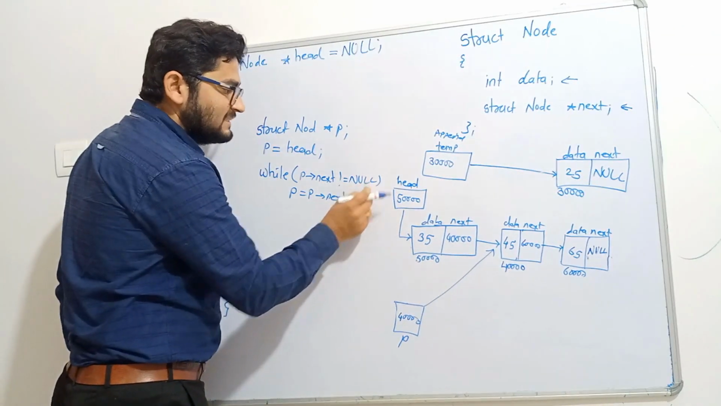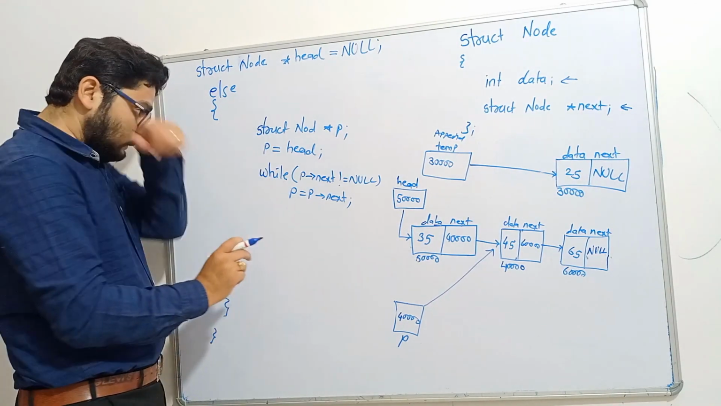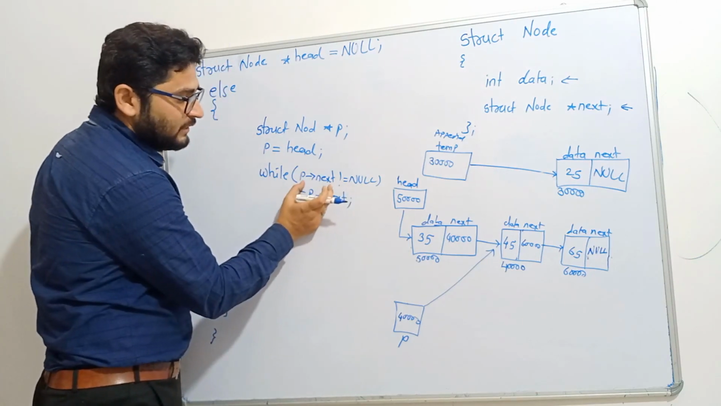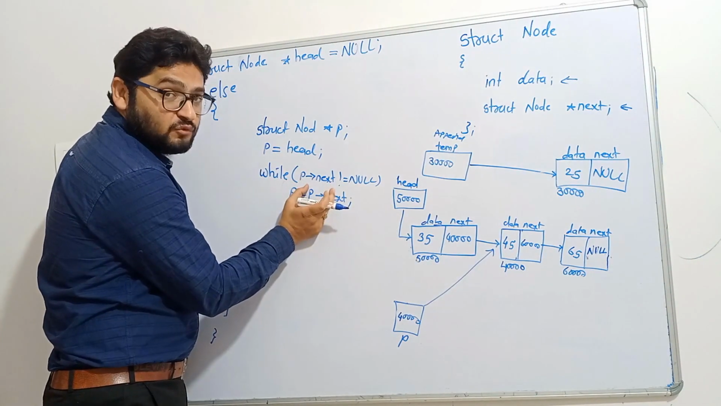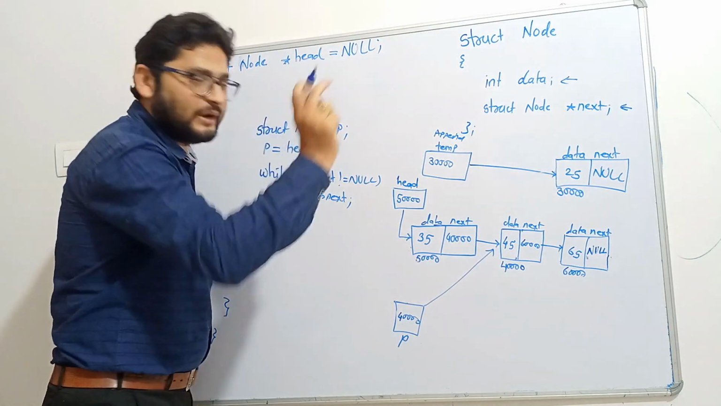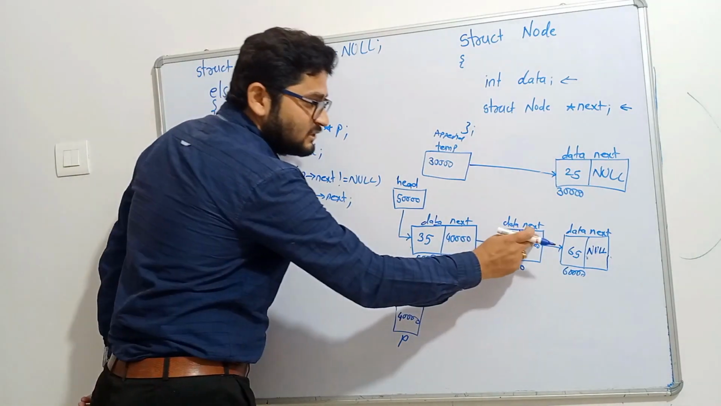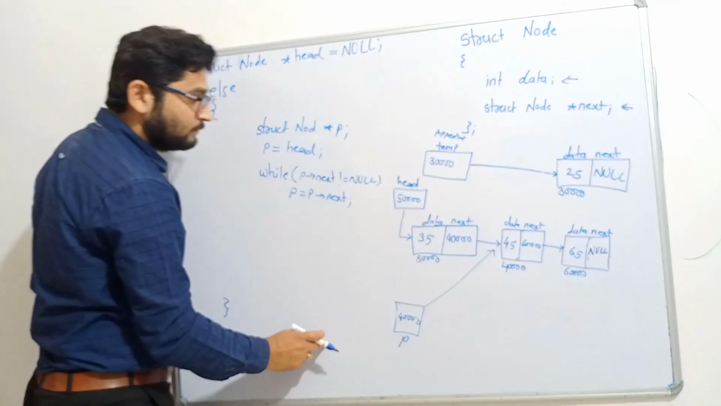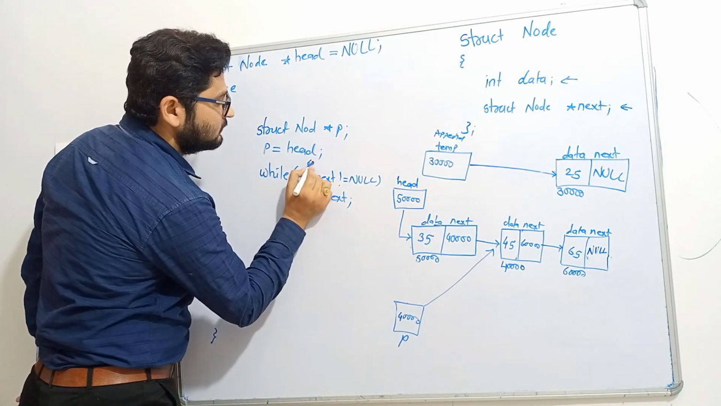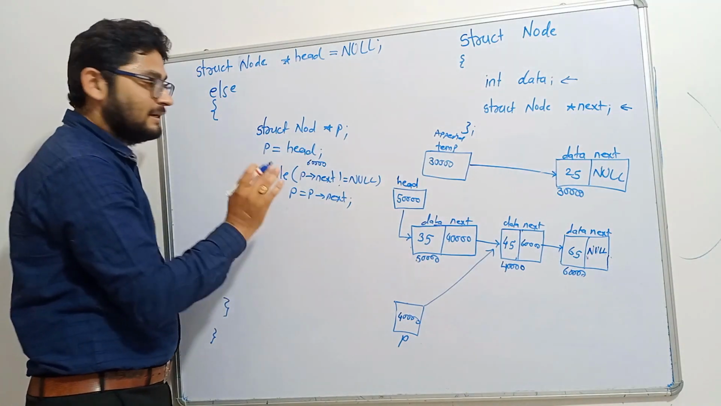Again it will check whether the condition is true or false. What is the condition? P->next is not equal to null. So what is P->next? Once again, P->next means the next field of the node to which P is pointing. P is pointing to this node and the next field of this node is 60,000. So this complete thing means 60,000, and that is not equal to null. That means the condition is true.